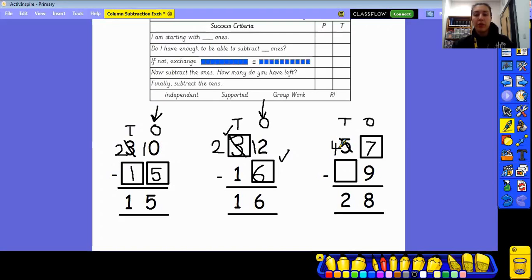So then 4, take away something equals 2. That's right, 4 take away 2 equals 2. Lovely.